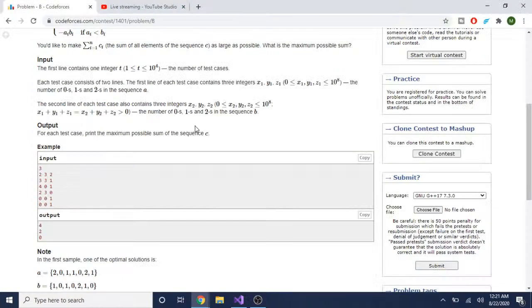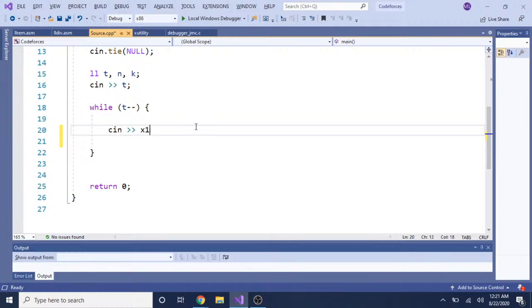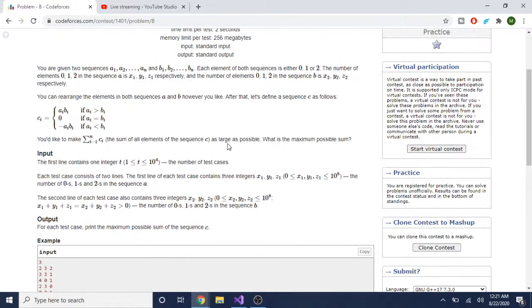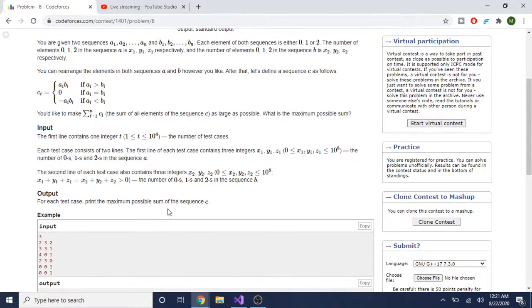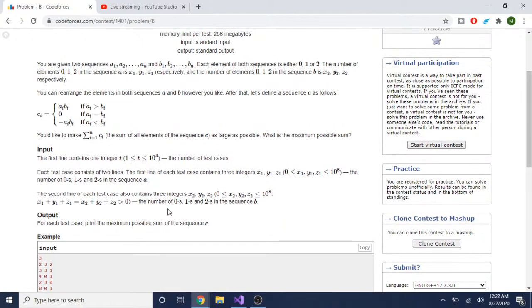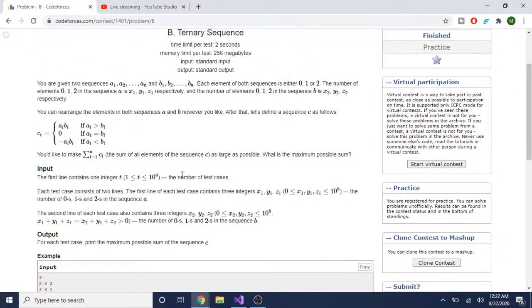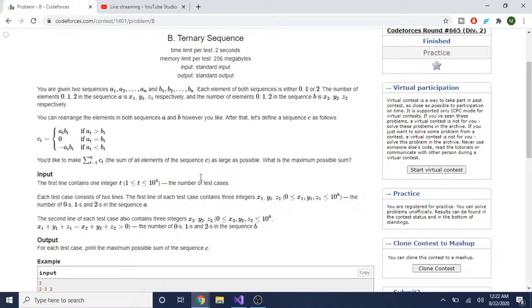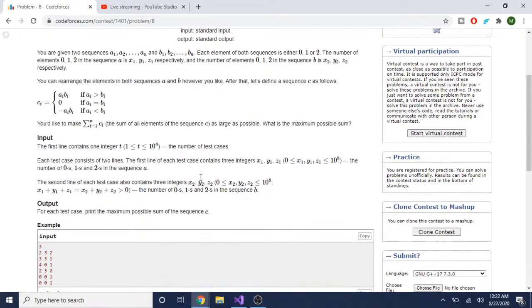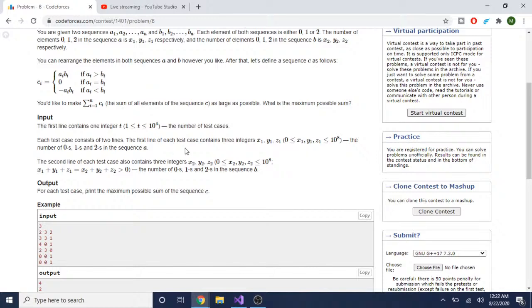Okay, so we have x1, y1, z1. Actually, we shouldn't call it x1, y1, z1. We should call it number of zeros, ones, and twos. So first is the number of 0s, 1s, and 2s for A, and then the next one's B, right? Well, let's see. Each has 2 lines. First one is 0, 1, 2. Number of terms in A, and the second one is number of 0s, 1s, and 2s in B.